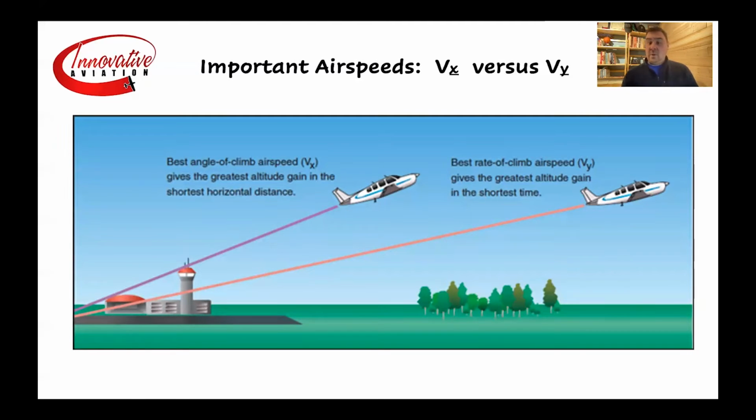The first one being Vy. As we know, Vy gives us the greatest altitude gain in the shortest period of time. Vy is what we usually use on a normal takeoff and climb out because it's our best rate of climb. Vx, on the other hand, gives us the best angle of climb. That best angle will result in the greatest altitude in the shortest horizontal distance. So if we're considering an obstacle at the end of a runway that we need to clear, or taking off on a very short runway, Vx is going to become our best friend.